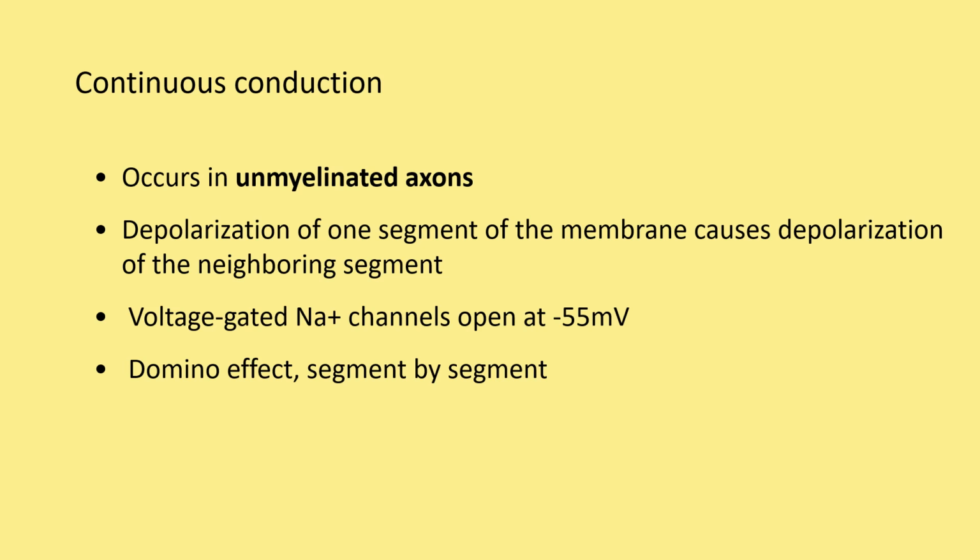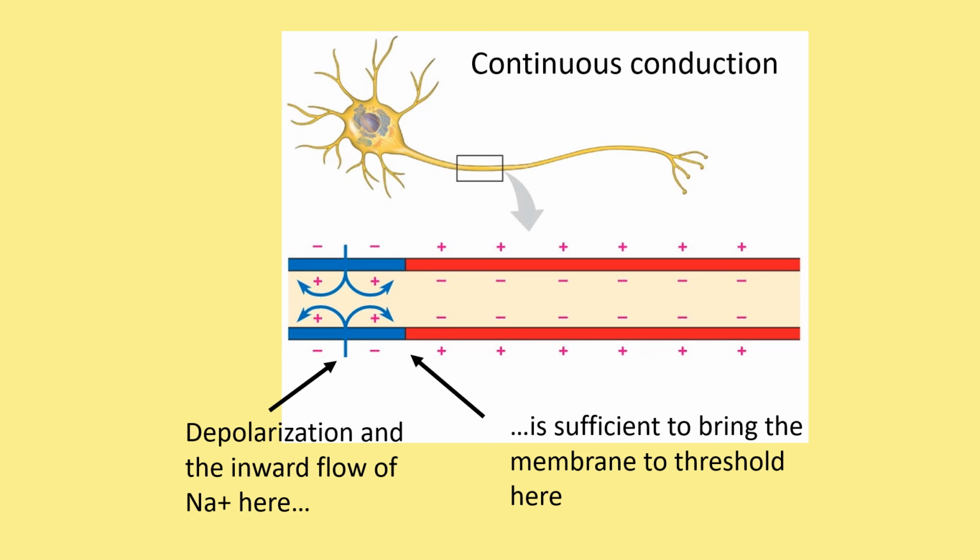So continuous conduction occurs in unmyelinated axons. So there are no myelin sheaths coating the exterior of the axon. And it's called continuous conduction because one segment of the plasma membrane depolarizes the next segment, depolarizes the next segment, I shouldn't say inch by inch. That's the wrong order of magnitude, but tiny little bit by tiny little bit. It's often likened to a domino effect, and an image is really a useful way for describing or understanding continuous conduction. So notice in the diagram up top, we are sort of mid-axon.